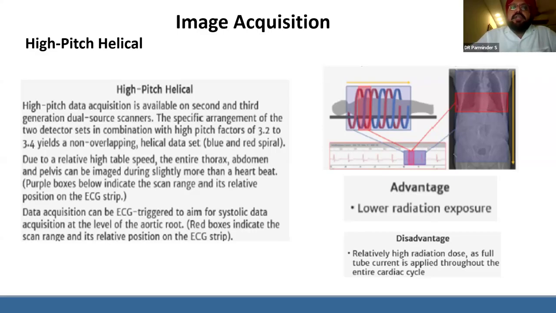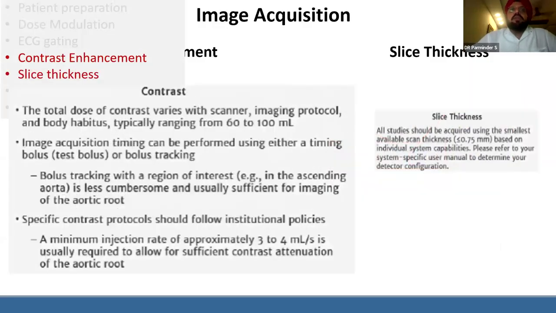And data acquisition can be done with ECG gating or without ECG gating with this particular approach. The advantage is that the radiation exposure is lower in comparison to retrospective acquisition, but higher in comparison to prospective acquisition. But it's quite fast, and most of the hospitals don't have dual source scanners. So retrospective ECG gating is the most commonly used method for data acquisition in our CT departments.